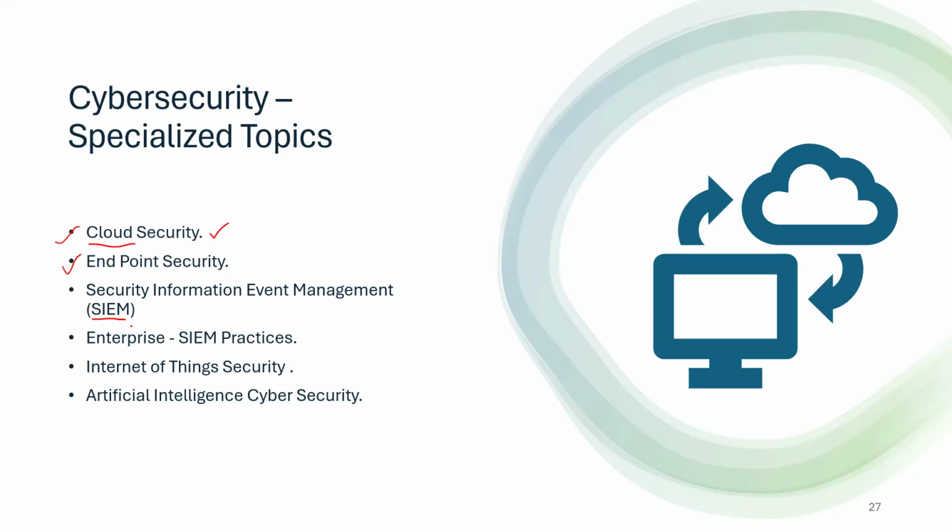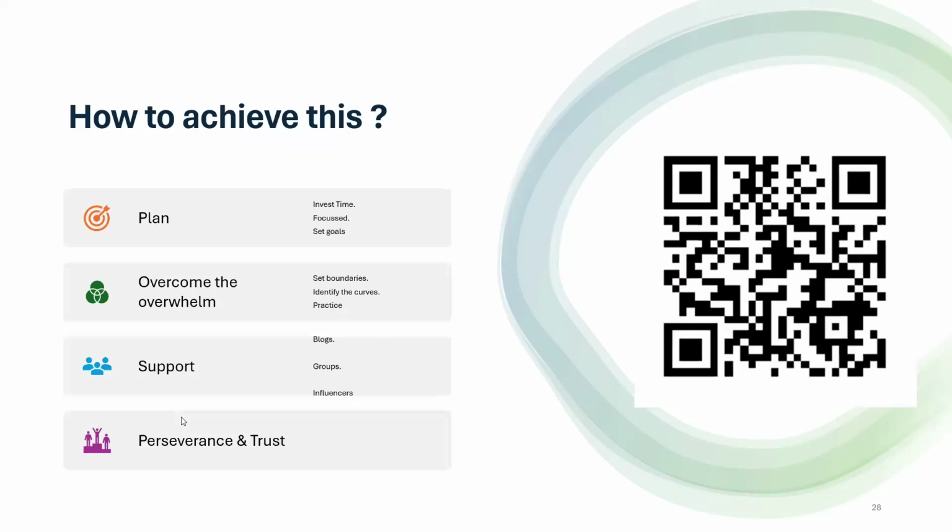SIEM, security information and event management. What are the SIEM practices for different enterprises, and IoT security. Not only are we using the internet for a lot of things nowadays, not only for the mobile phone and the laptop, but for other things also. So in order to safeguard those other appliances that use the internet, IoT security is there. Similarly, the next gen thing, the future is now actually, AI security, artificial intelligence security. So these are all the specialized topics, you can say.